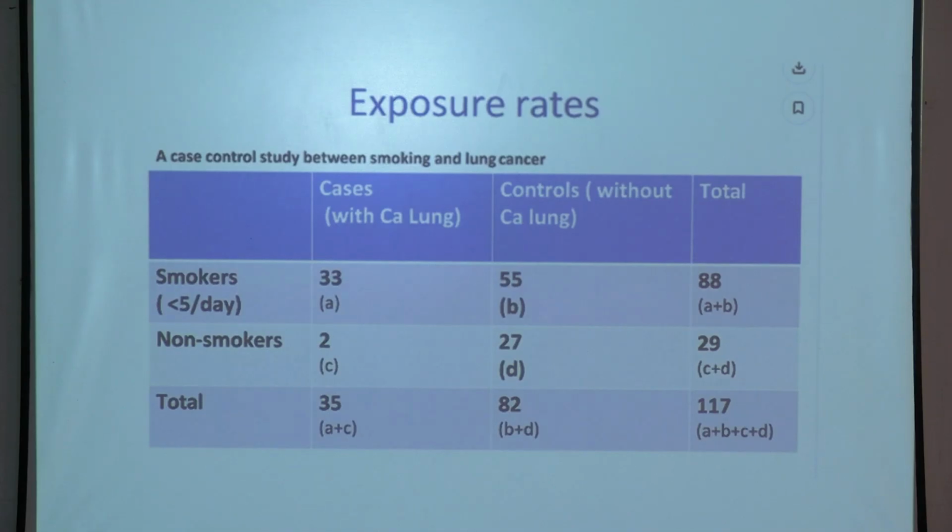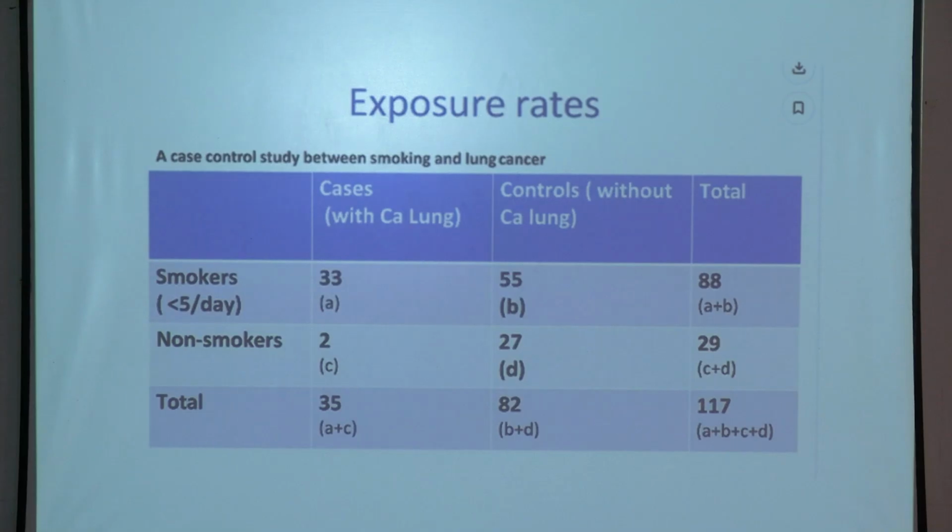Okay, fine. Now, among the people with CA lung, how many are smokers? 33. So 88 smokers in all, 33 of whom have CA lung, right? And how many non-smokers are there in total? 29.